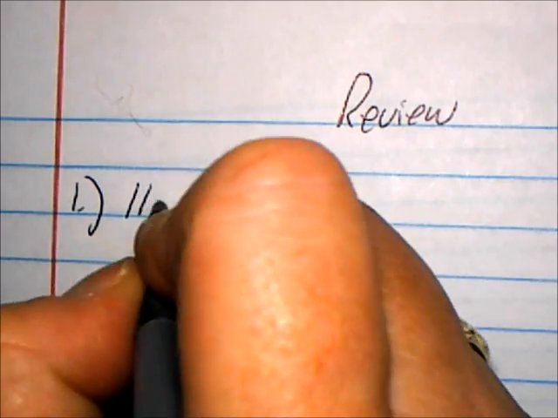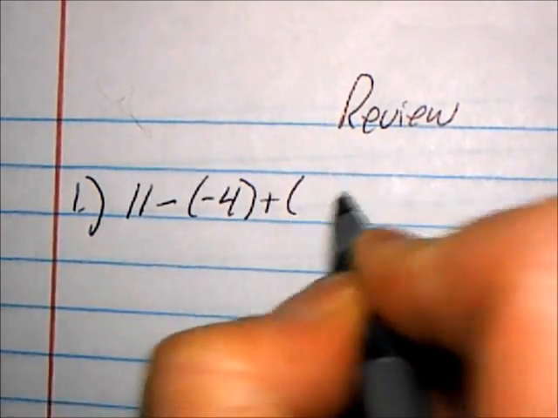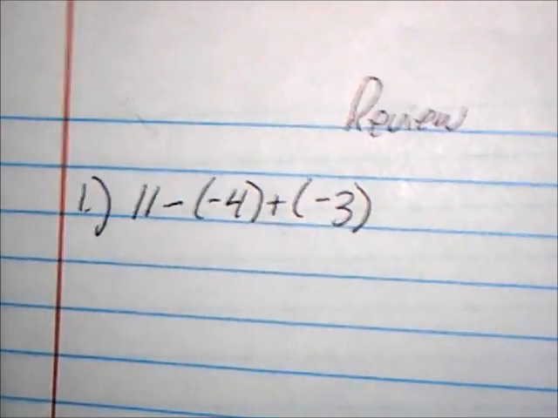On our review, I want to title this review at the top. Number 1 is 11 minus parentheses negative 4 plus parentheses negative 3 and parentheses.